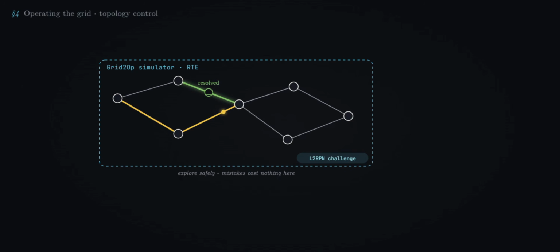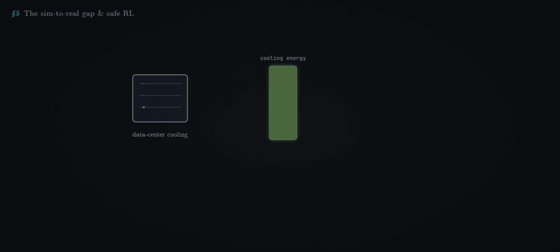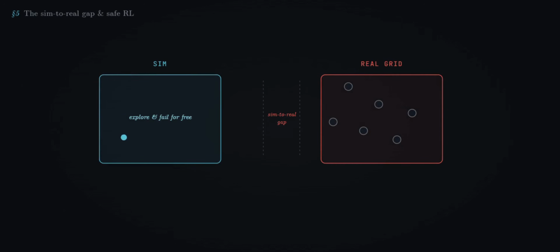Which is why France's grid operator RTE built a simulator called Grid2Op and launched public challenges named Learning to Run a Power Network, to explore safely, where a mistake costs nothing. And this is not just a simulation. DeepMind and Google famously used machine learning to cut data center cooling energy by around 40%, and later handed an AI system control of that cooling directly. So AI already runs real energy systems today.